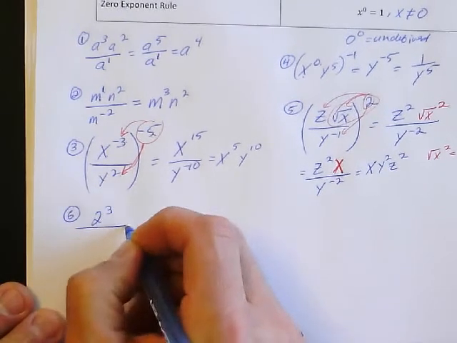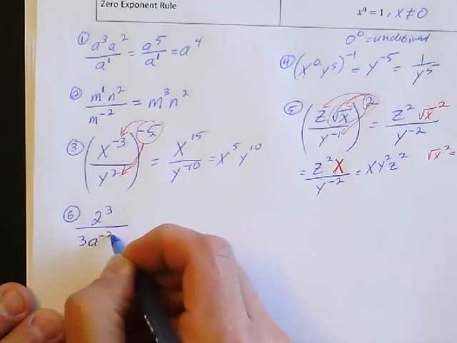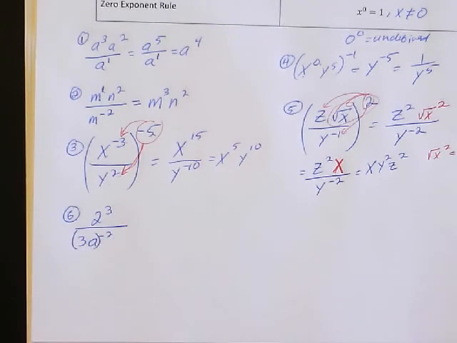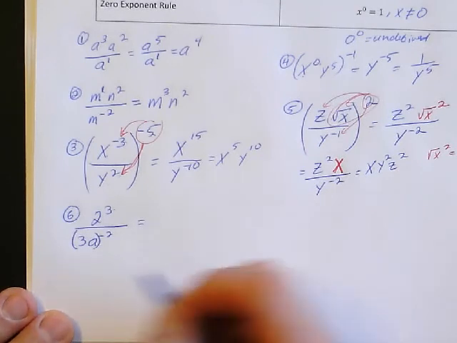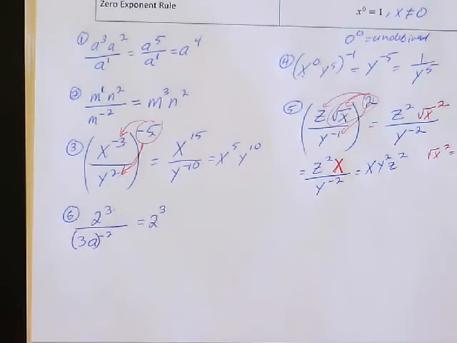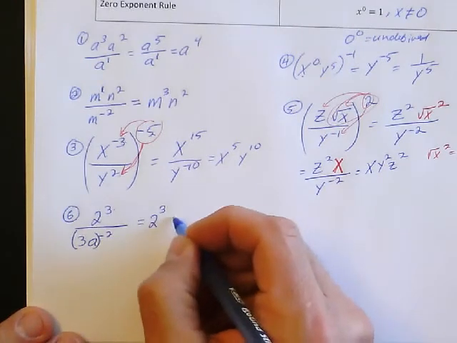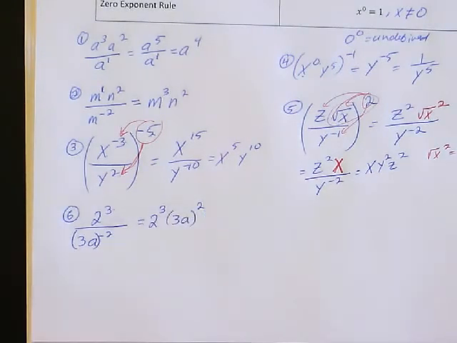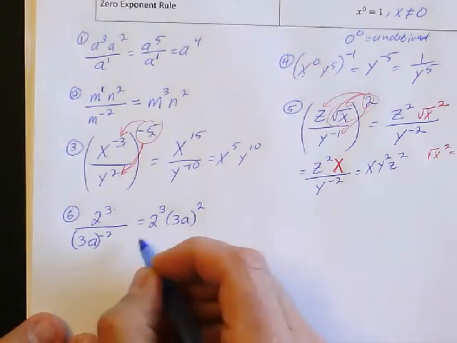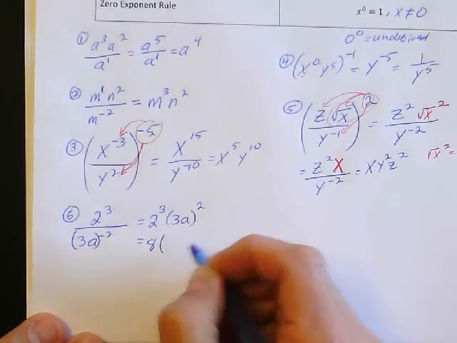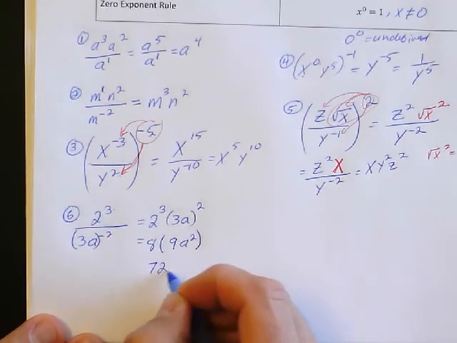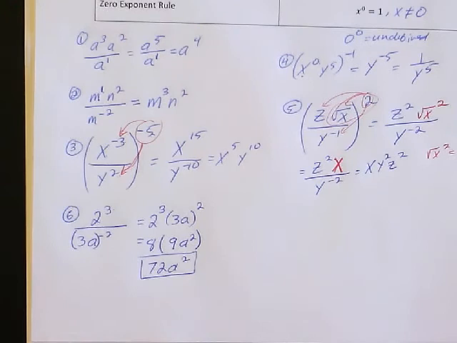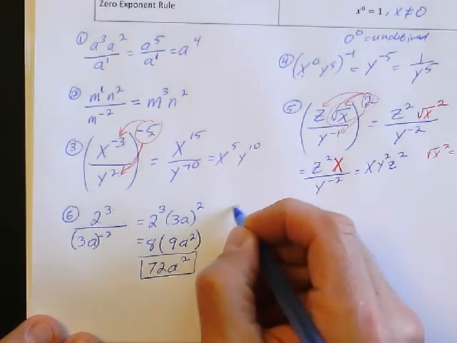Number 6 I have is 2 to the negative 3rd over 3a to the negative 2nd. So with 2 to the negative 3rd, there's a couple ways to do this. Let's fix the denominator first. I'm going to leave it 2 to the 3rd. 3a to the negative 2nd is going to become 3a to the positive 2nd when we fix that negative exponent. 8 times 9a squared. 72a squared would be our answer because we multiply the 9 and the 8.